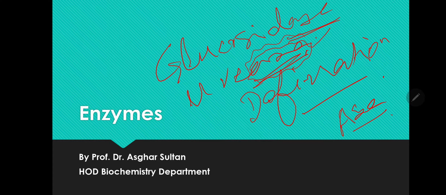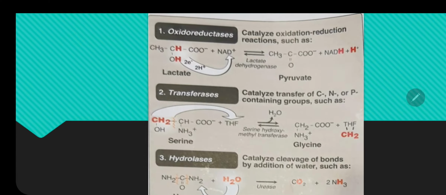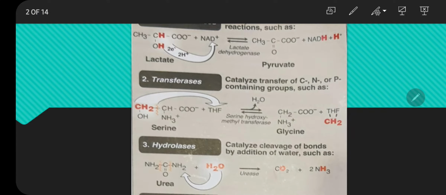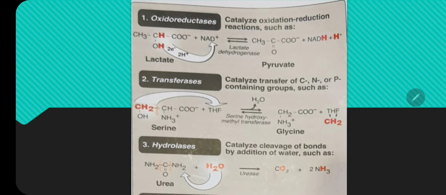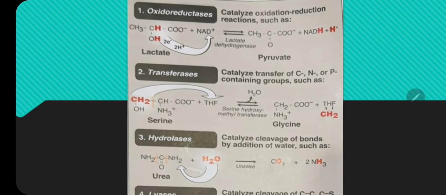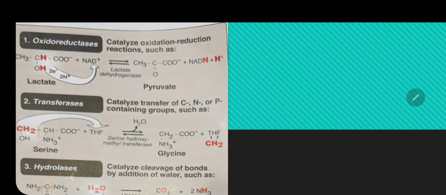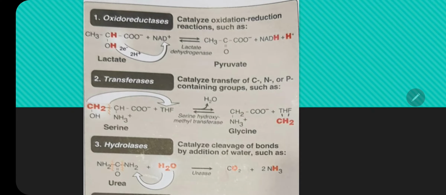Now I'm talking to you regarding the classification. After going through how to name them, then comes the classification. The enzymes are very easily divided. There are 3 ways of classifying the enzymes, but the most recommended is that there are 6 types, or classes, of enzymes.